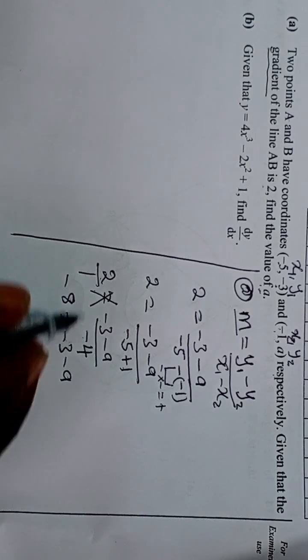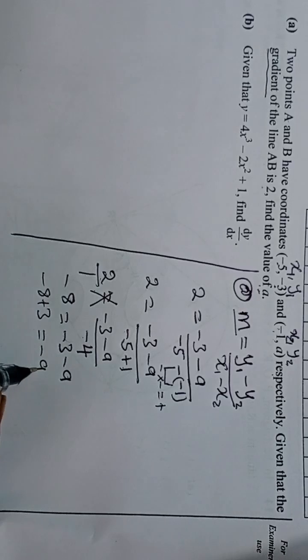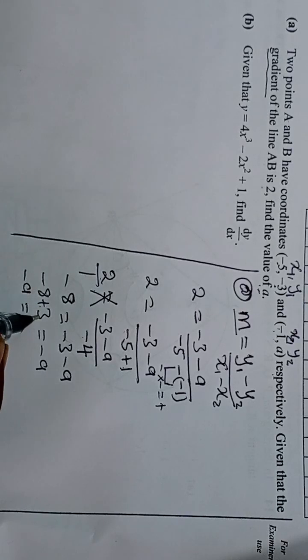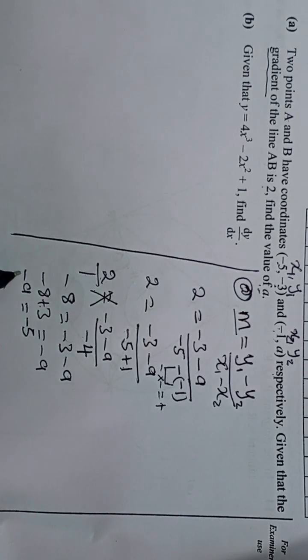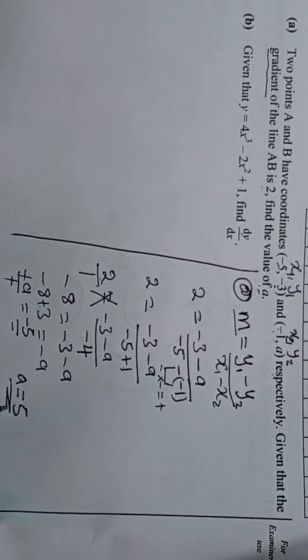So you collect the like terms. This was negative; when it comes here, it will be +3 is equal to -A. So -A equals -8 plus 3, that is -5. So you divide throughout by a negative, negative and negative go. So A is equal to positive 5.